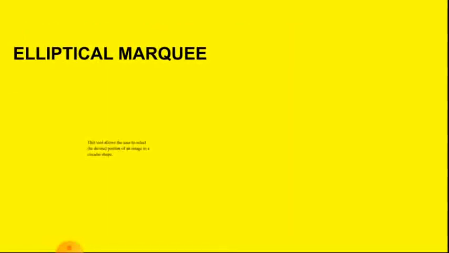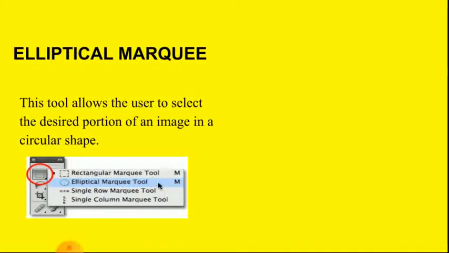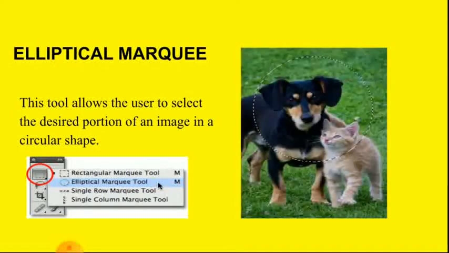Elliptical marquee. This tool allows the user to select the desired portion of an image in a circular shape. Can you see? The dog face is surrounded by a dotted circle. That is elliptical marquee.